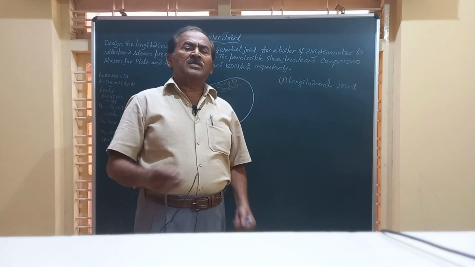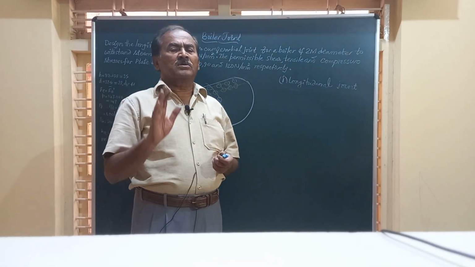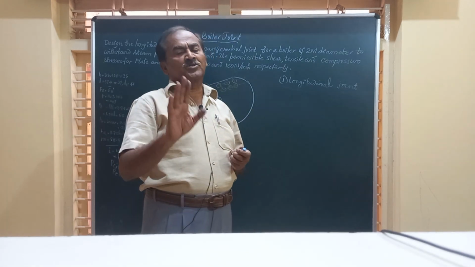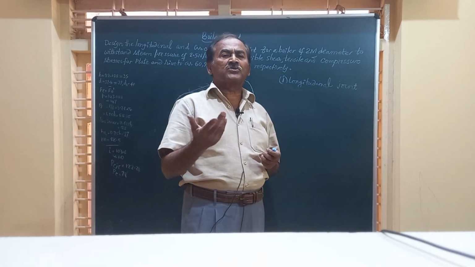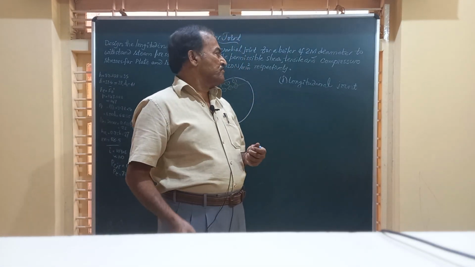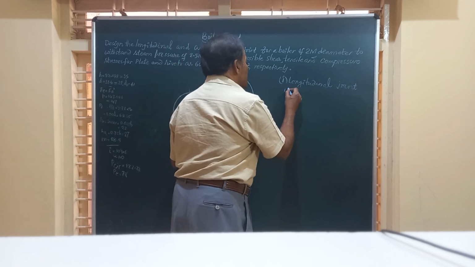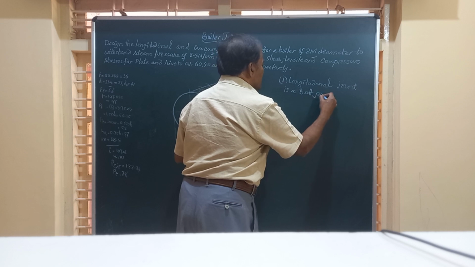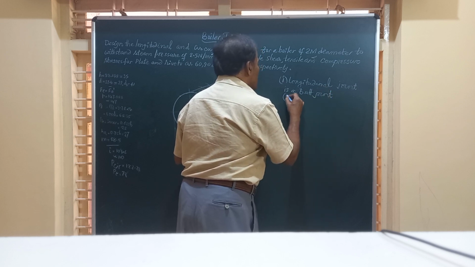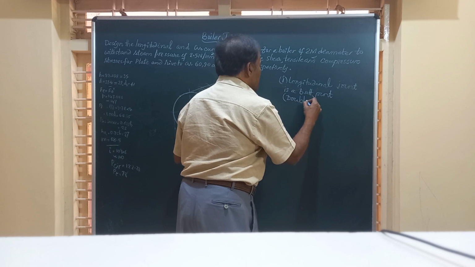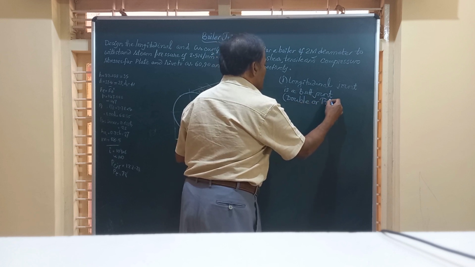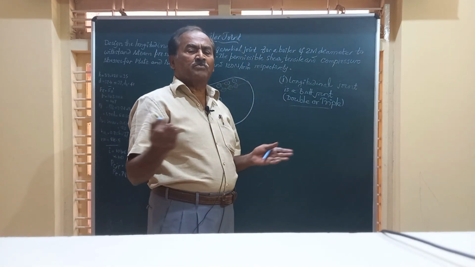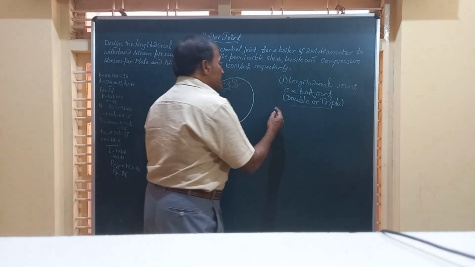The longitudinal joint is a butt joint. This should be remembered, because once you know this, the design procedure for the remaining part is very simple. This may be double or triple riveted. And here the thickness of the plate or the shell of the boiler is found from the formula.